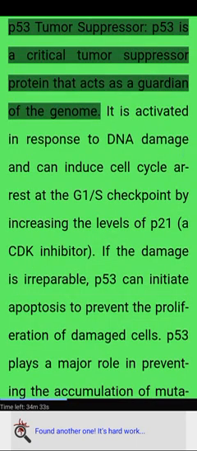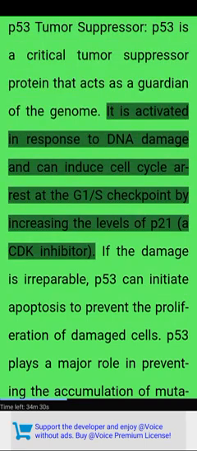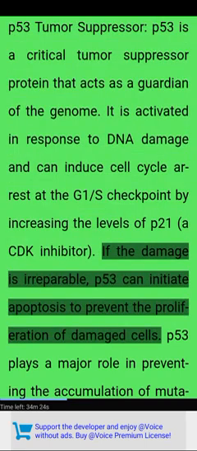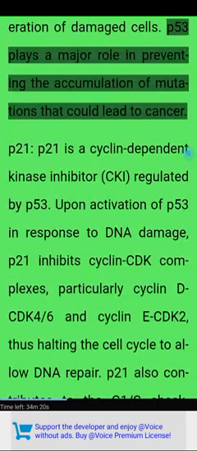p53 tumor suppressor. p53 is a critical tumor suppressor protein that acts as a guardian of the genome. It is activated in response to DNA damage and can induce cell cycle arrest at the G1/S checkpoint by increasing the levels of p21, a CDK inhibitor. If the damage is irreparable, p53 can initiate apoptosis to prevent the proliferation of damaged cells. p53 plays a major role in preventing the accumulation of mutations that could lead to cancer.